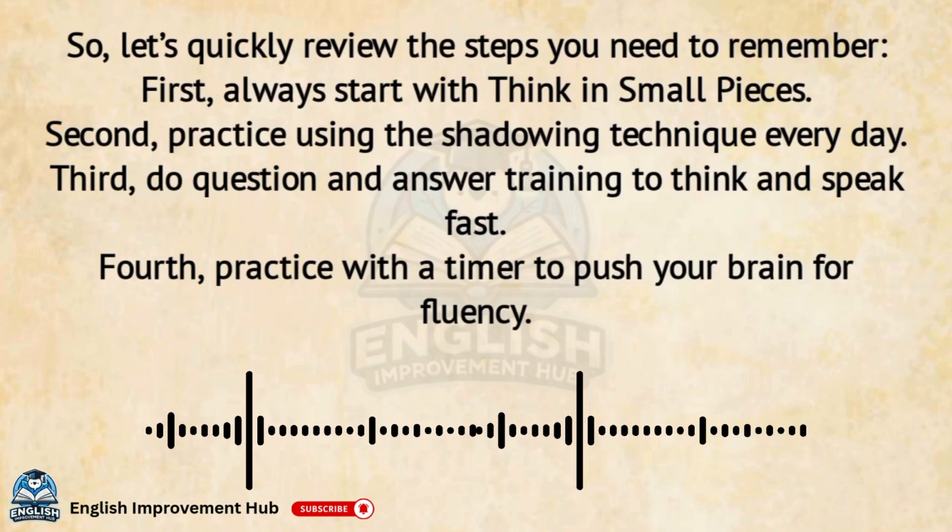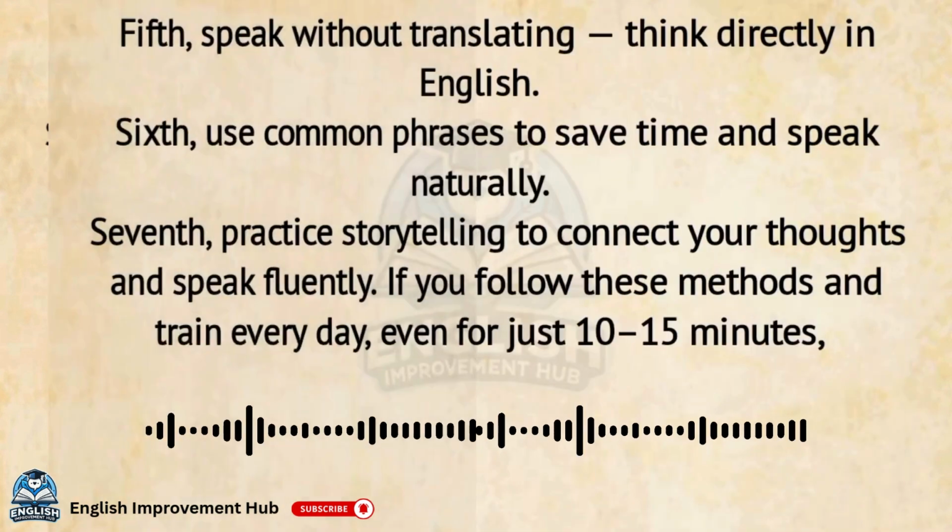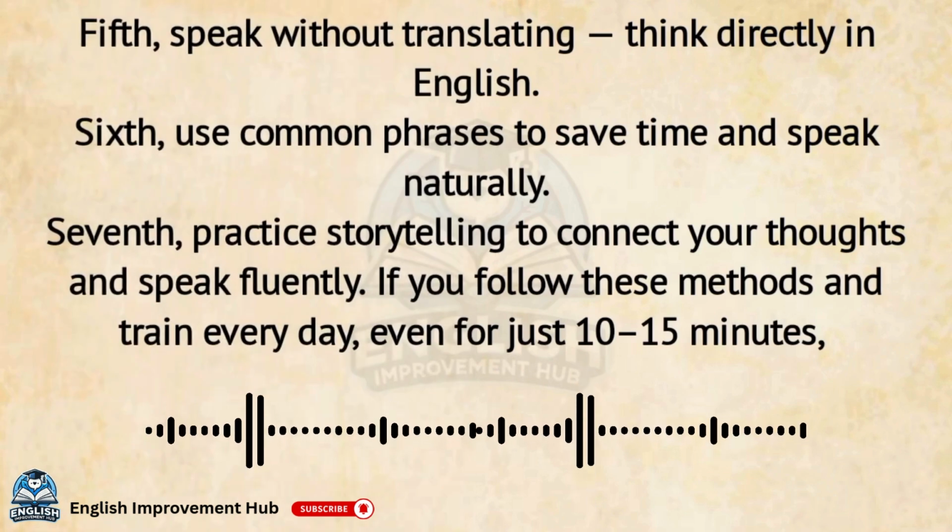So let's quickly review the steps you need to remember. First, always start with thinking in small pieces. Second, practice using the shadowing technique every day. Third, do question and answer training to think and speak fast. Fourth, practice with a timer to push your brain for fluency. Fifth, speak without translating. Think directly in English. Sixth, use common phrases to save time and speak naturally. Seventh, practice storytelling to connect your thoughts and speak fluently.